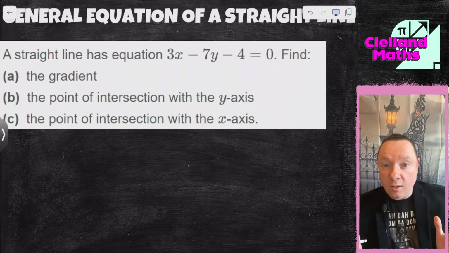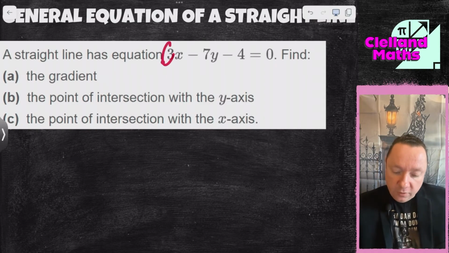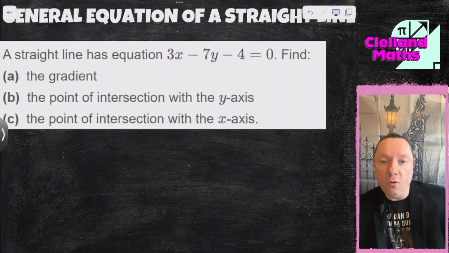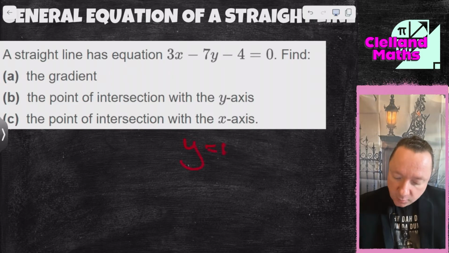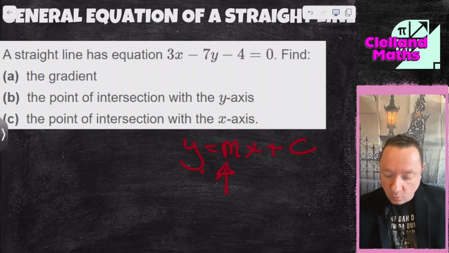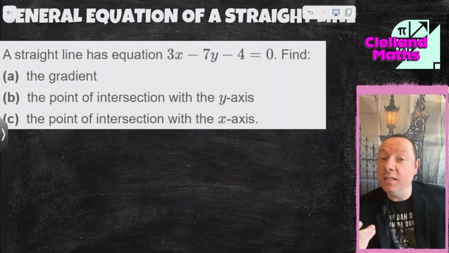Now remember, people make this mistake all the time and think the number in front of x is a gradient and they immediately go 3. No chance, right? It's not 3. And the reason it's not 3 is this. It has to say y equals mx plus c first. M's the number in front of x when it says y equals. So you need to rearrange it first. So that's always going to be a step if you're given an equation where it doesn't say y equals. Rearrange it first to find the gradient.